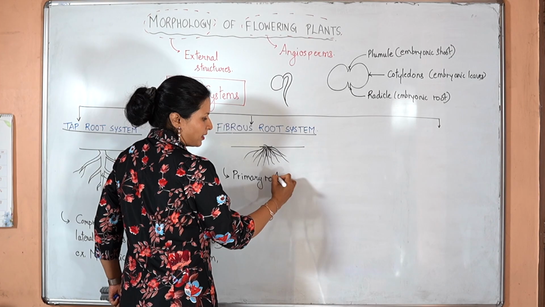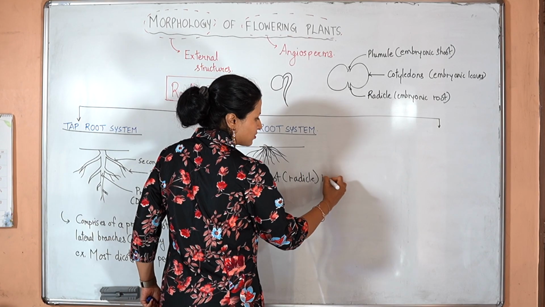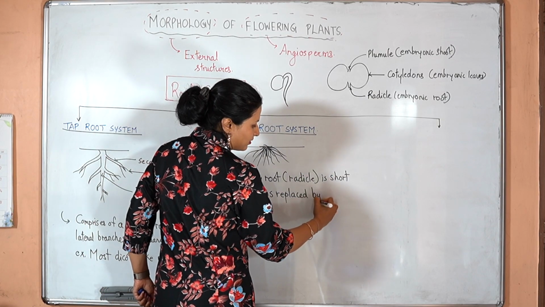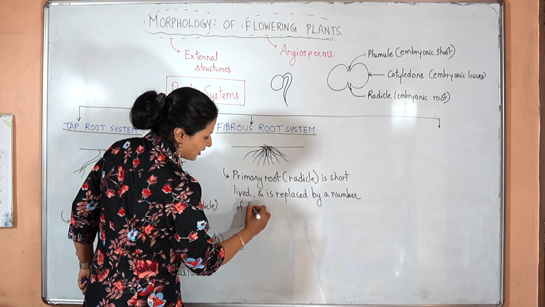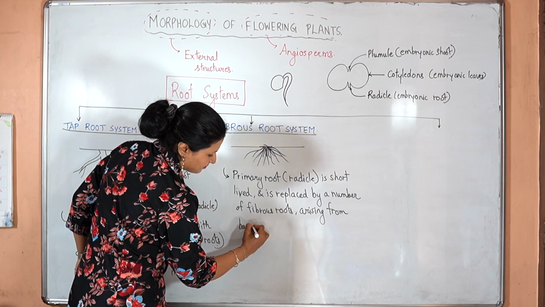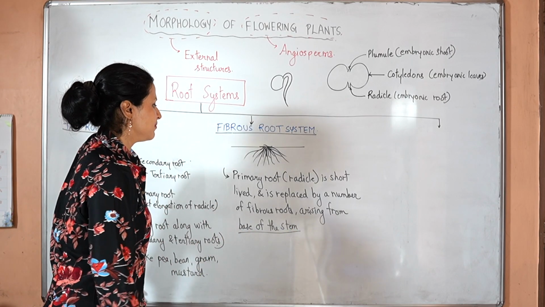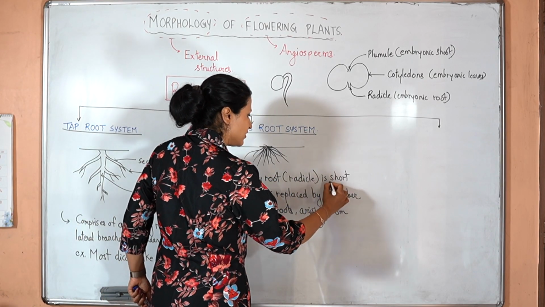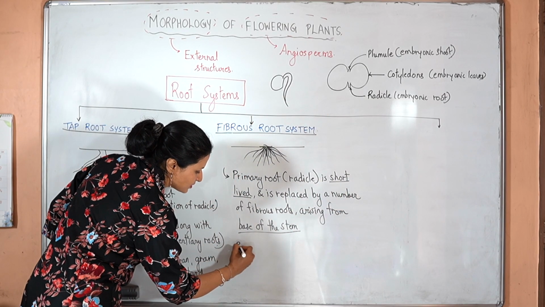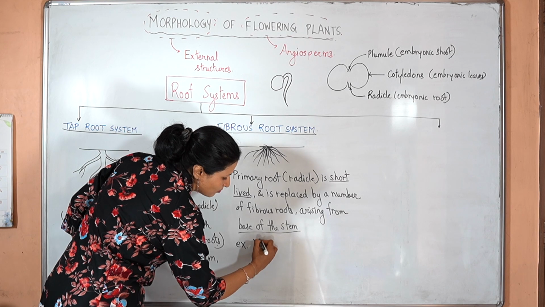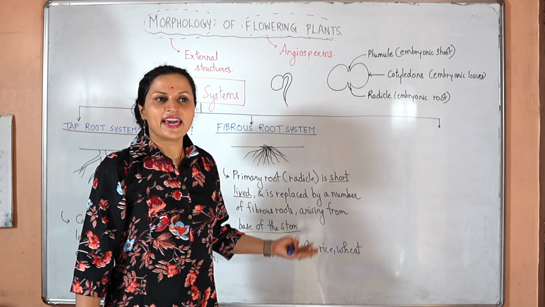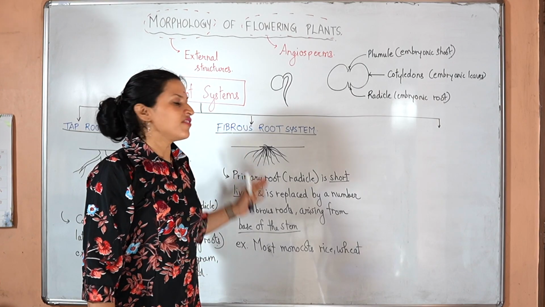Fibrous root system: the primary root, which is the radicle, is short-lived and is replaced by a number of fibrous roots arising from the base of the stem. This is important: they arise from the base of the stem. Also, it is important to note that the radicle is short-lived. Such a root system is called the fibrous root system. Example, most monocots like rice, wheat, coconut tree, sugarcane, bamboo. These will all have a fibrous root system.